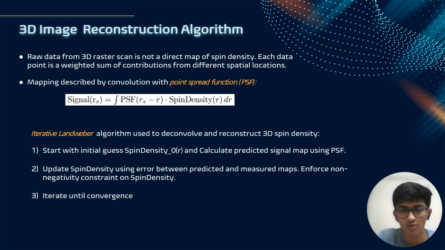based on the convolution with the point spread function, and then we compare this predicted signal map with the actual measured data and adjust our spin density distribution to minimize the error between them. Also, to ensure physical realism, we enforce a constraint that the spin density cannot be negative. And basically these steps are repeated iteratively until the reconstructed spin density converges to a stable solution. Now I'll be moving on to the next slide.